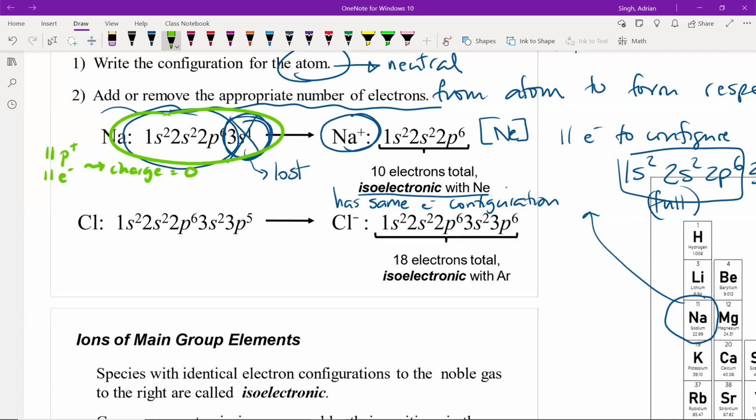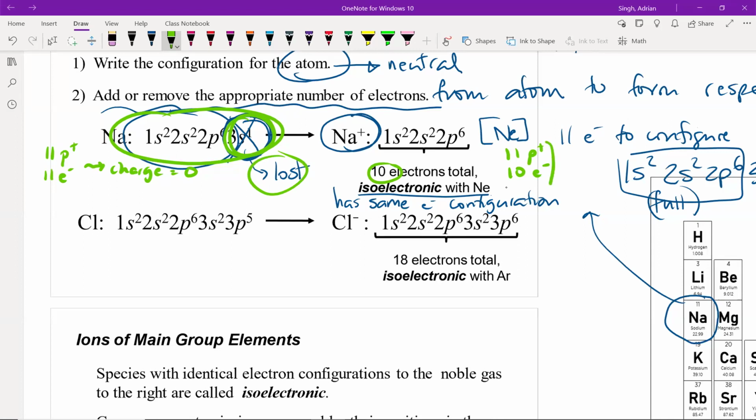Now at the end, when it loses this one electron over here, guess what? Now it's got 10 electrons, right? So now it's got 10 negative charges. Did we do anything with the protons? No, we don't mess with the protons. So they stay the same. Now we have an excess of one positive charge.